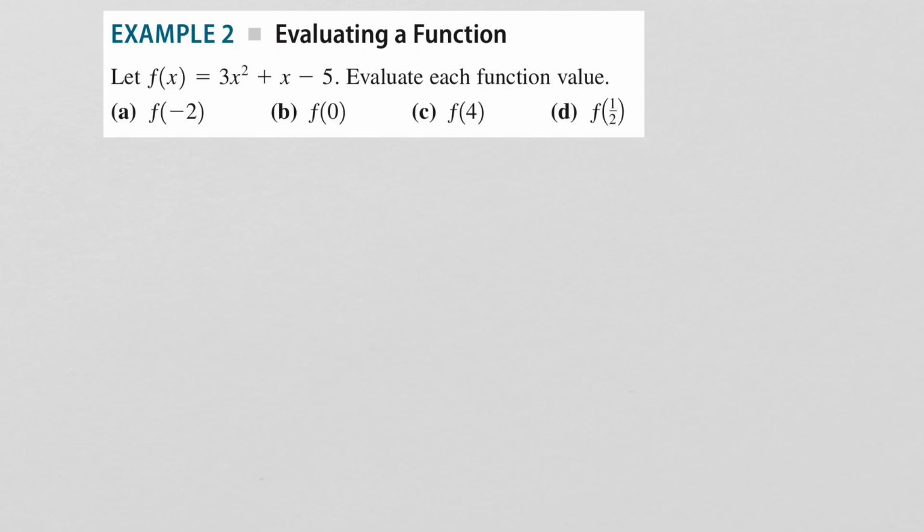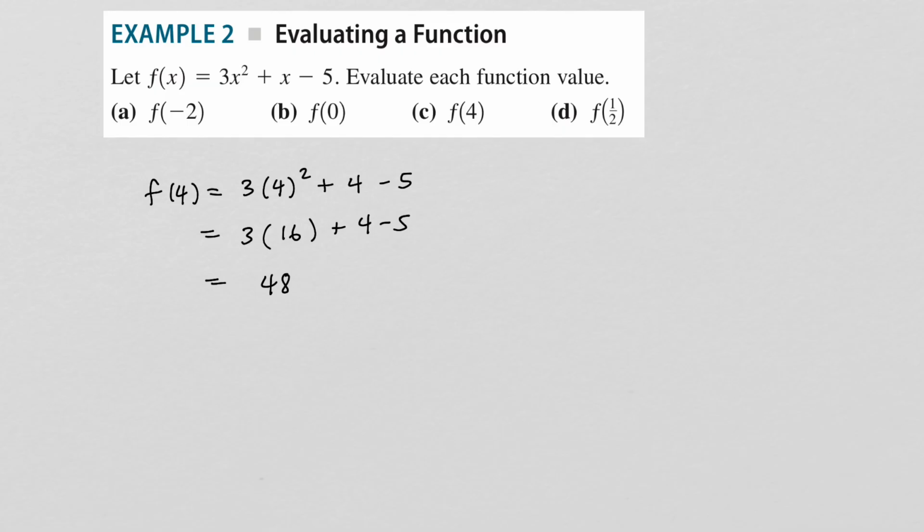Next, let's do f of 4. So again, f of 4 is simply going to be replace x with 4. And in this case, we have 3 times 4 squared is 16, plus 4 minus 5. 3 times 16 is 48, plus 4 minus 5. 48 plus 4 is 52, and 52 minus 5 is 47. So f of 4 is equal to 47.